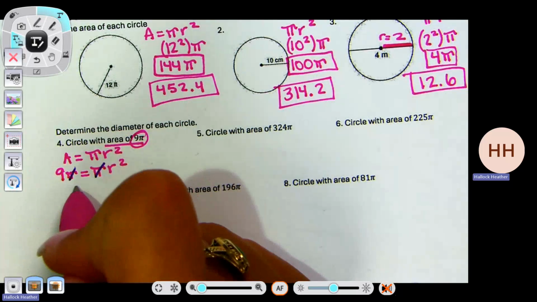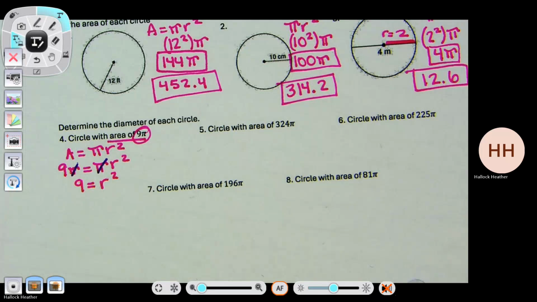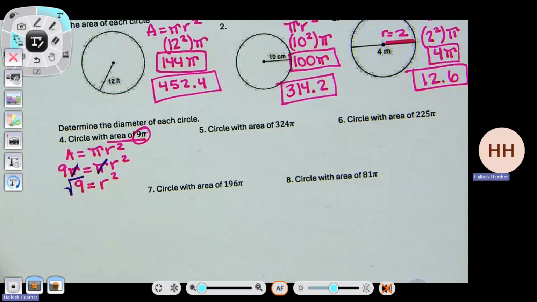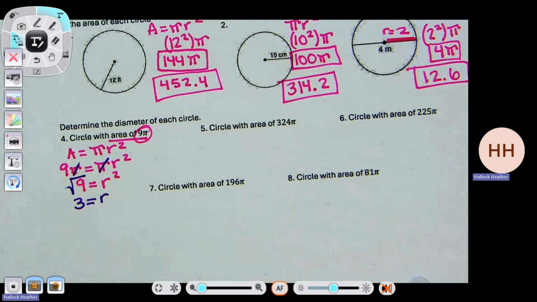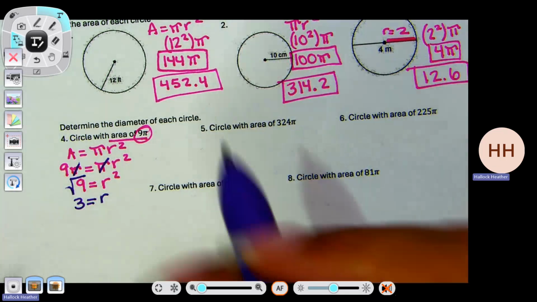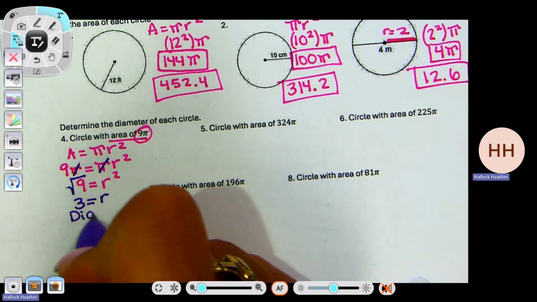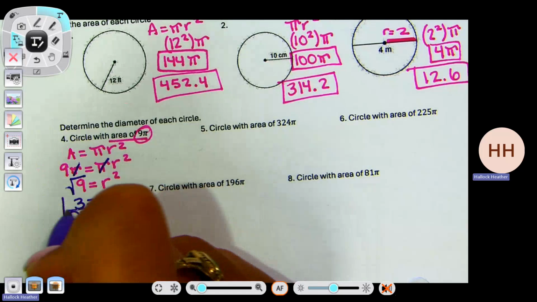So how do I get r by itself instead of squared? Square root it. If I take the square root of 9, what is my radius? Radius equals 3. That's not the answer because I want to know the diameter. My radius is 3, so what would be the diameter? 6. You just multiply it by 2. So your diameter is 6.